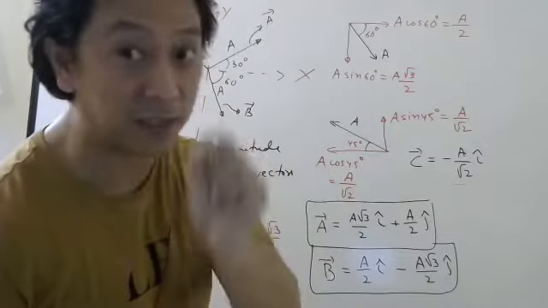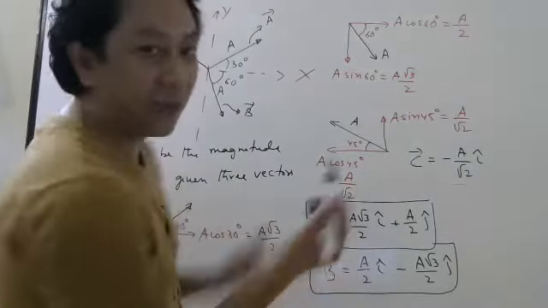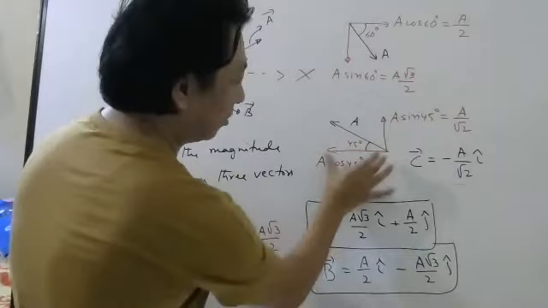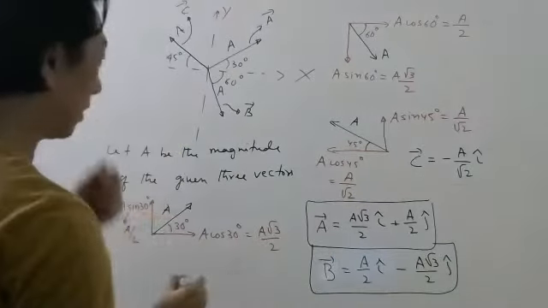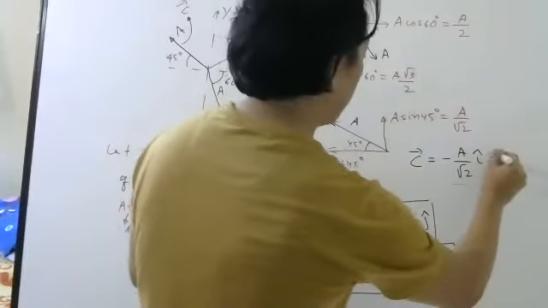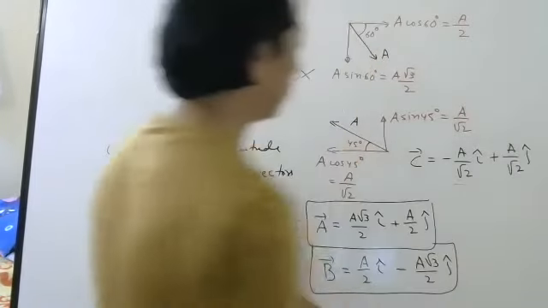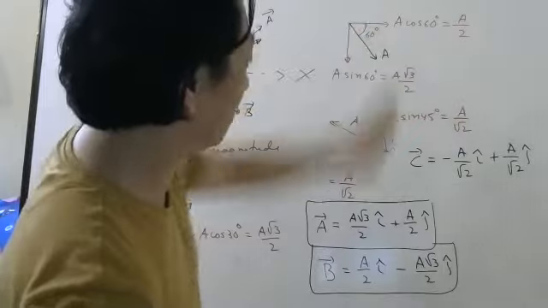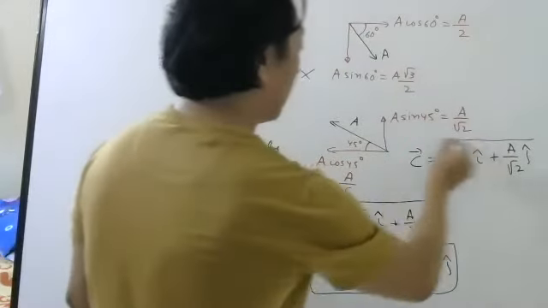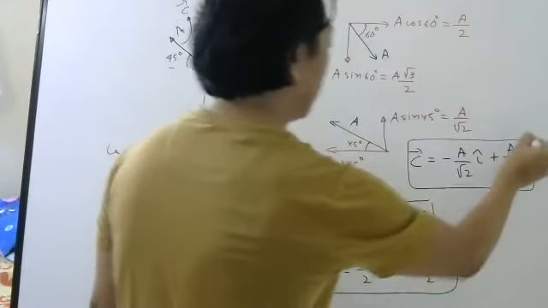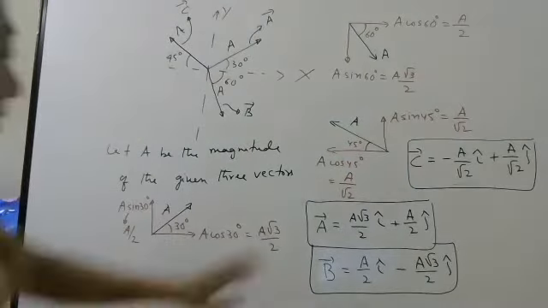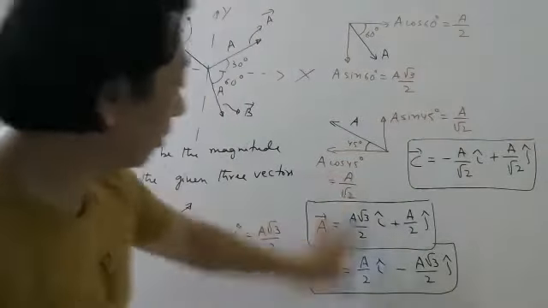If you write in vector form, you need the minus. If you write magnitude, it's okay. Magnitude is A by root 2. That's it. What about this? This is positive, so plus A by root 2 j cap, j cap only because this is along the y-axis. So what I have done is found the three vectors in component form.